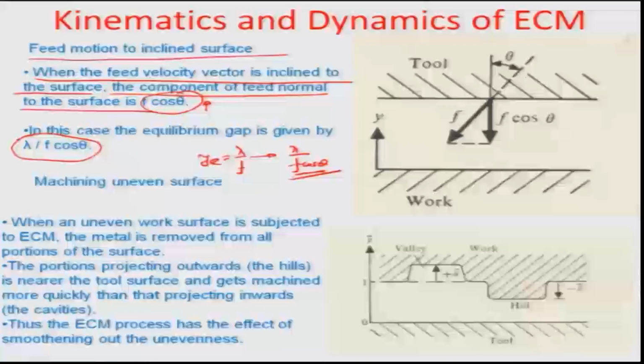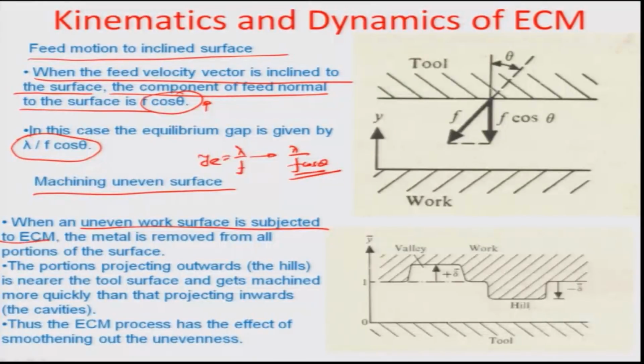The other issue that I wanted to discuss is what happens when you are machining uneven surfaces. When an uneven work surface is subjected to ECM, as you know, ECM is a sort of leveler. It self levels the surface that we are machining, and metal is removed from all the portions of the surface. Let us say we have some portions projecting outward of a surface, for example, this is a portion which is projecting outward of this plane surface given by this dotted line in this figure.